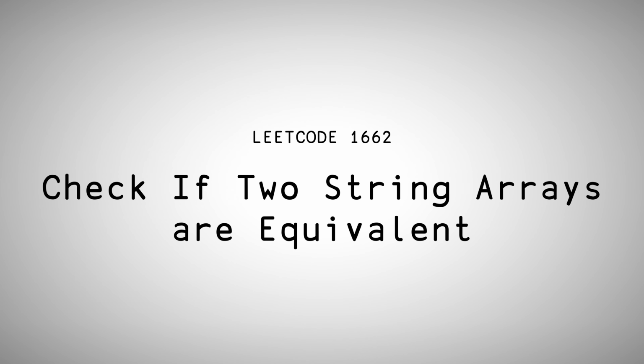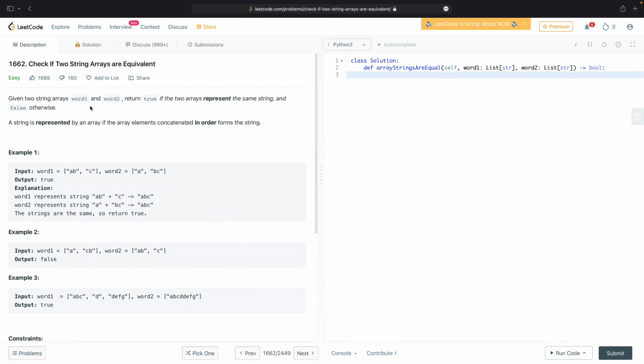Today we are doing the check if two string arrays are equivalent problem. Given two string arrays word1 and word2, return true if the two arrays represent the same string and false otherwise. A string is represented by an array if the array elements concatenated in order form the string. So ABC, ABC, ACB, ABC, these are different.